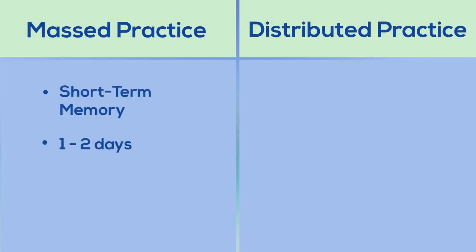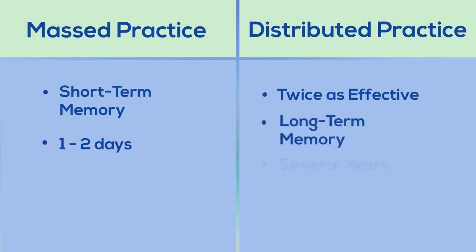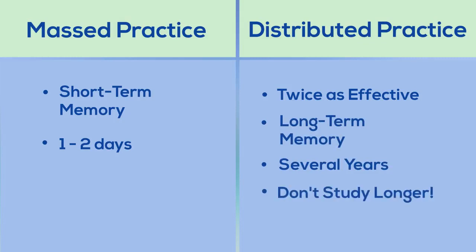Research comparing distributed practice and massed practice has shown that massed practice is more effective for short-term memory. However, distributed practice is twice as effective than massed practice for long-term memory, sometimes up to several years. And keep in mind, you don't have to study any longer when using distributed practice to get the additional bonus of remembering things longer. To further illustrate what distributed practice looks like, take a look at the figure below.